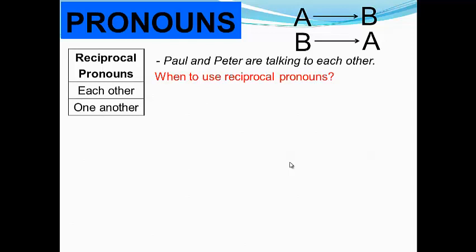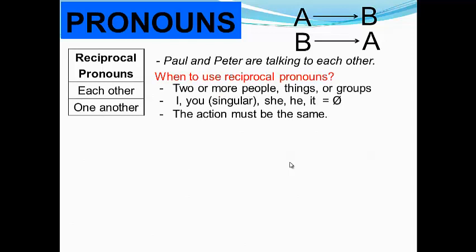There must be two or more people, things, or groups involved. This means we cannot use reciprocal pronouns with I, you in singular, he, she, it. People involved in the sentence must be doing the same thing. Look at the following examples.